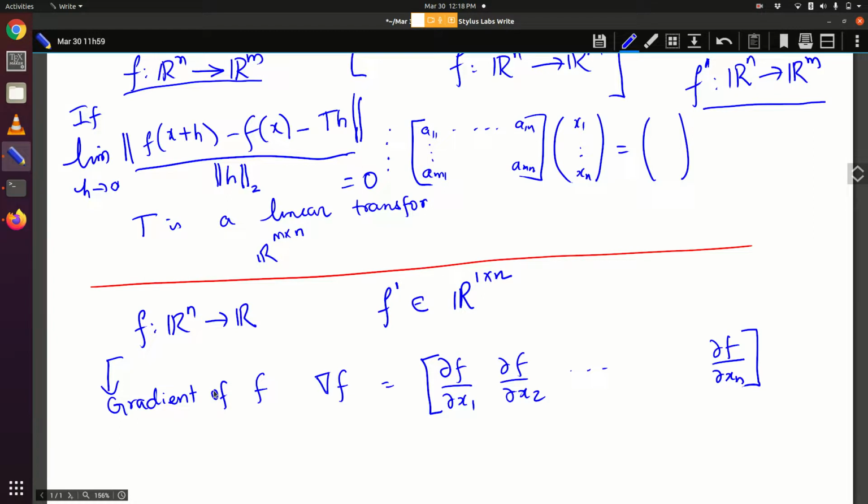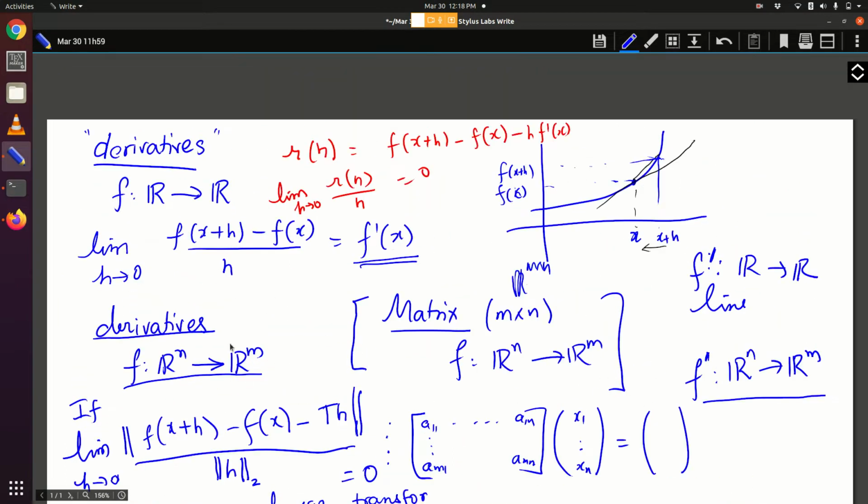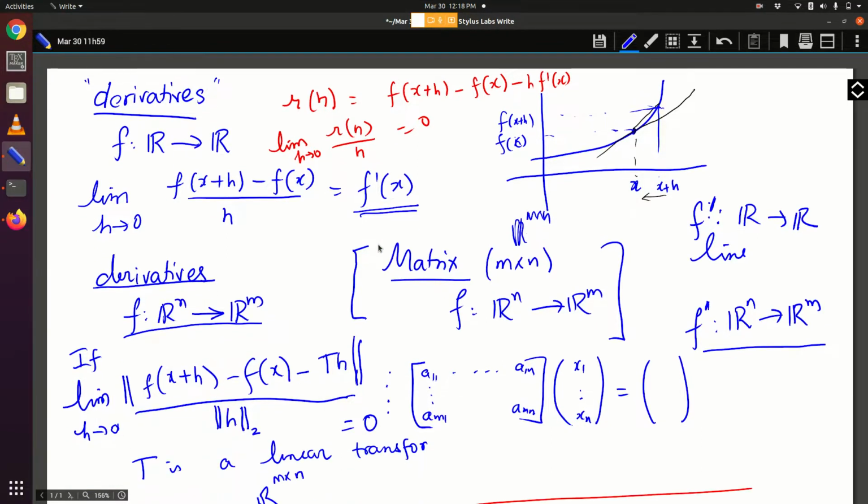In the previous R to R case, we had the limit equal to f dash of x. What is similar to that in the Rn to Rn case? That is T here. If you multiply by this, that gives you R of h, so R of h by h goes to 0. This is equivalent to saying this, right? In that sense, yes. Okay, is it clear now?